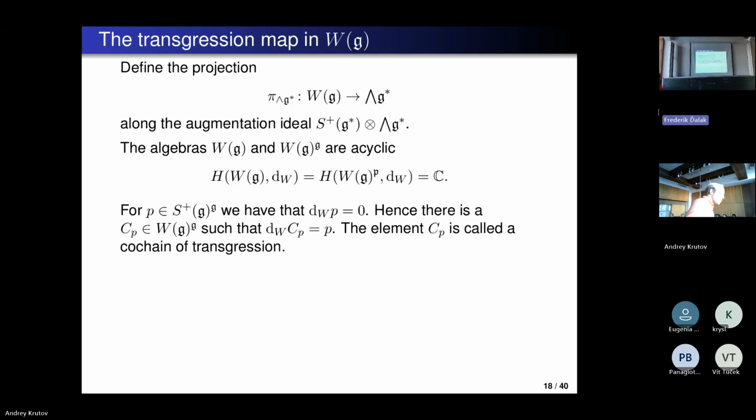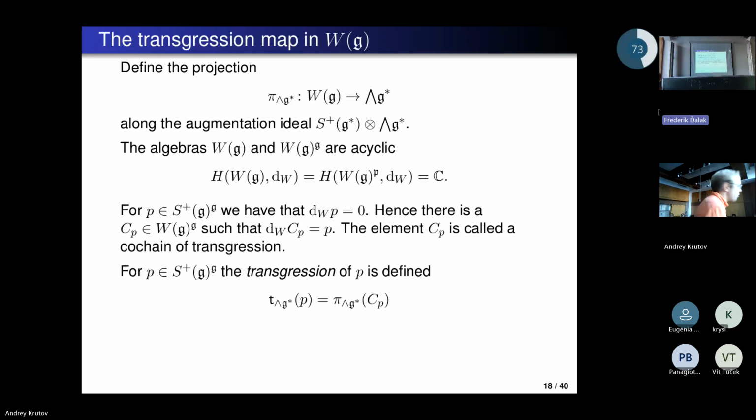This chain is called a chain of transgression, and then you can define a transgression map from this space to the invariants in this exterior algebra by the following recipe. You take an element, you go to the corresponding chain of transgression, and then you project. So it was constructed, I think, by Chevalley in his ICM talk. It was one of the ways to compute cohomologies of exceptional Lie groups.